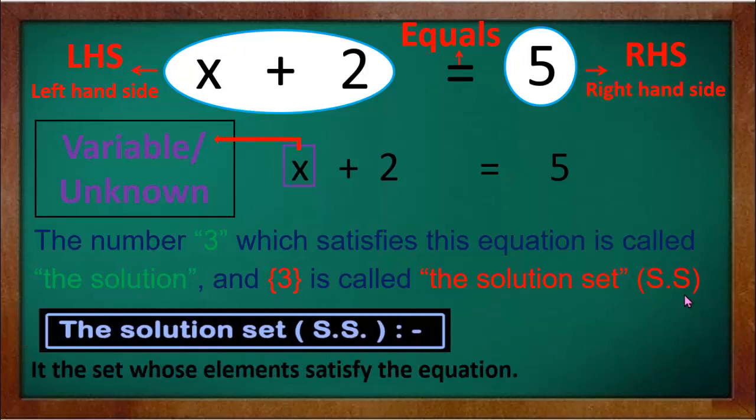What is the solution set? It is the set whose elements satisfy the equation. In other words, the solution set is the set which contains the element which is the right answer for the equation. How can I write the solution set? I write the solution inside set brackets.